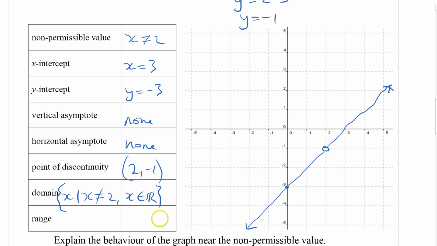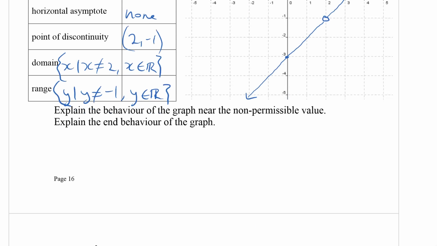There we go. Made it look really nice. The range, similarly, y cannot be equal to, but it's not 2, it's negative 1. Otherwise, it can be all real numbers. And I'm really messy, pardon me.